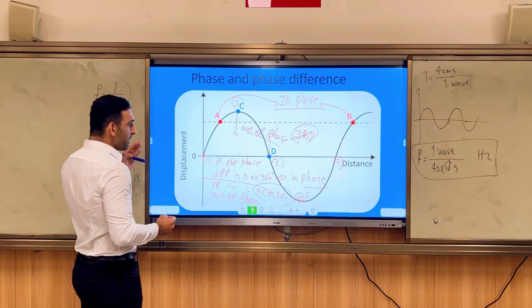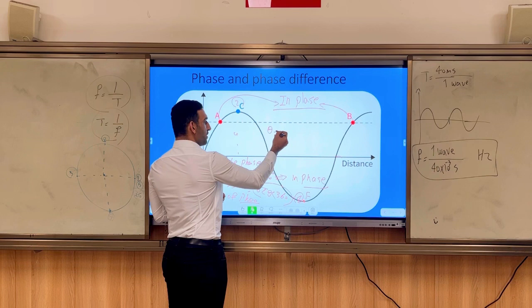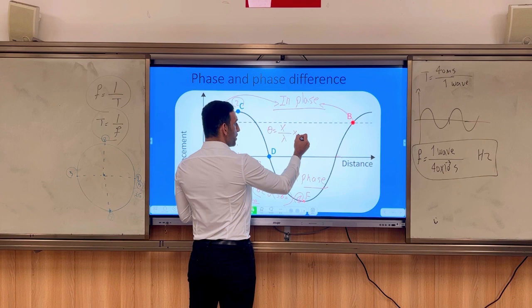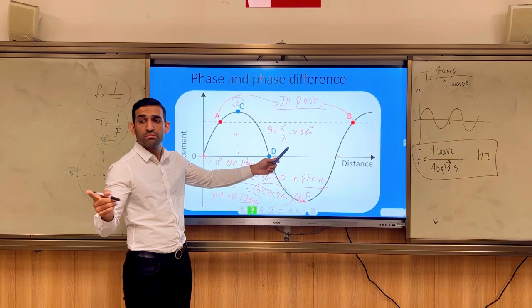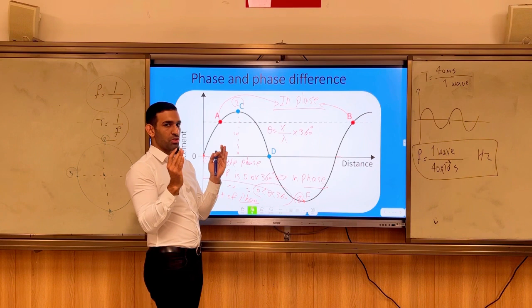But how can we calculate it? There is an equation here which says phi, and we want to know the degrees, okay? Phi is x divided by lambda times 360 degrees. Teacher, what is lambda? Wavelength, perfect. What is x? Guys, x is the horizontal distance between those two points that you want to compare.